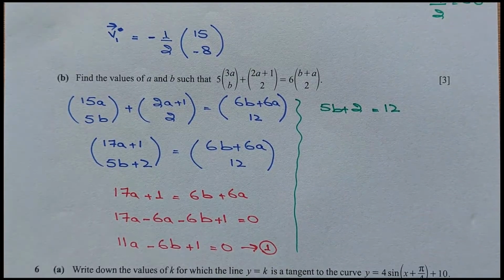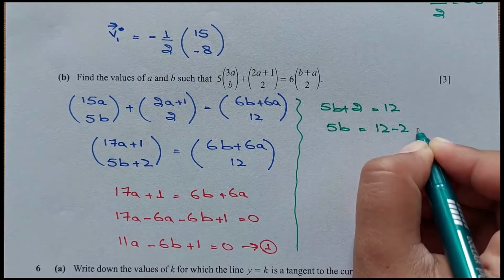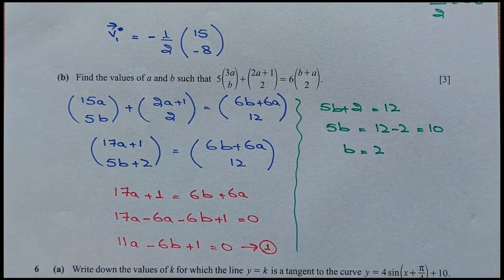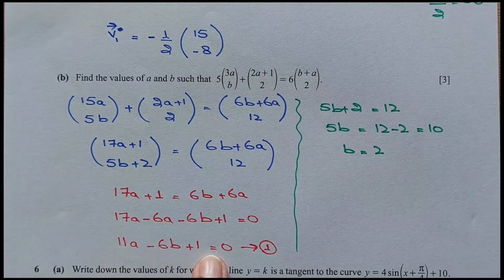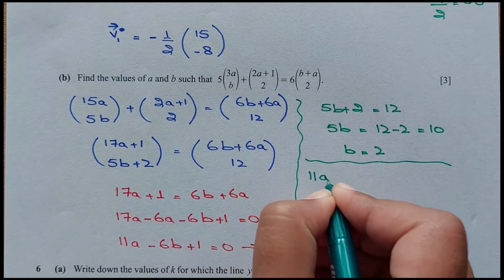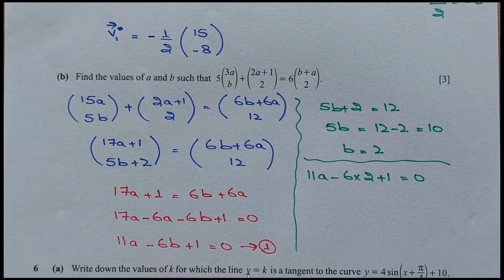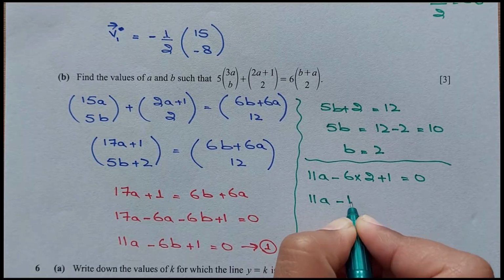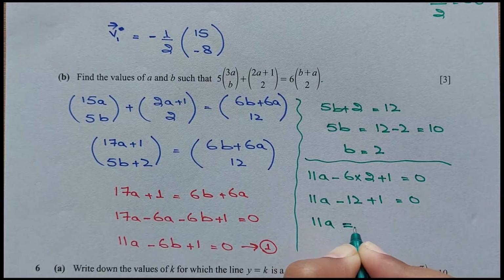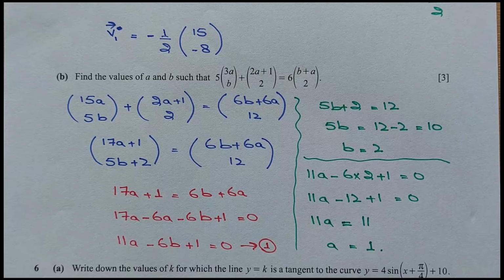From here we can easily find the b value. So 5b equals 12 minus 2, that is 10, and 10 by 5 is 2. So the b value is 2. Now let's substitute the b value here to get the a value. Now 11a minus 6 times 2 plus 1 equals 0. 6 times 2 is 12. So 11a minus 12 plus 1 equals 0. 11a equals 11, so a is going to be 1. So the a value is 1 and the b value is 2.